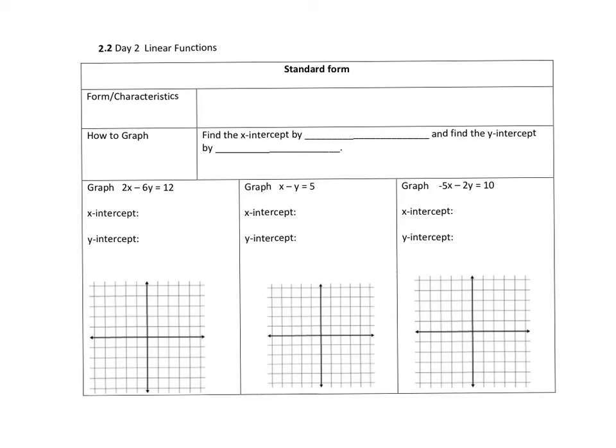Standard form takes the form of ax plus by equals c, where a, b, and c are integers. Some textbooks require a to be a positive integer, so a negative a wouldn't be in standard form, but we're just going to have a, b, and c be integers.